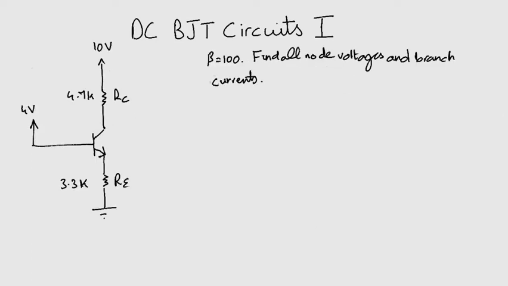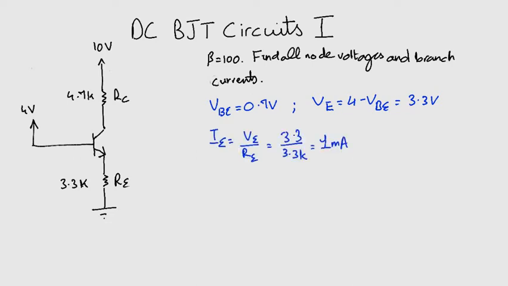Here we are. There is your familiar common emitter configuration. You are given beta as 100 and your task is to find all node voltages and branch currents. So, remembering our first step, we are going to assume that this is in active mode. We can write a value for the emitter voltage, 3.3 volts. Similarly, we can calculate the current IE, 1 milliampere.